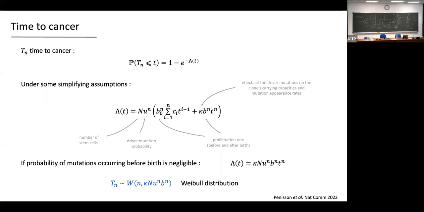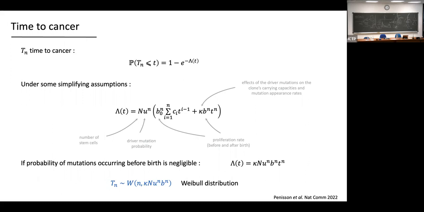Okay, so once you have the probability of getting cancer by time t is 1 minus e to the minus, you know, capital lambda. And what we show in that paper is that under some simplifying assumptions, it reduces to this expression, okay? And in fact, let's go through the terms. So N is the number of stem cells. Okay, makes sense. The more cells, the higher this probability. U here is the driver mutation probability, okay, to the N, which is the number of required drivers.